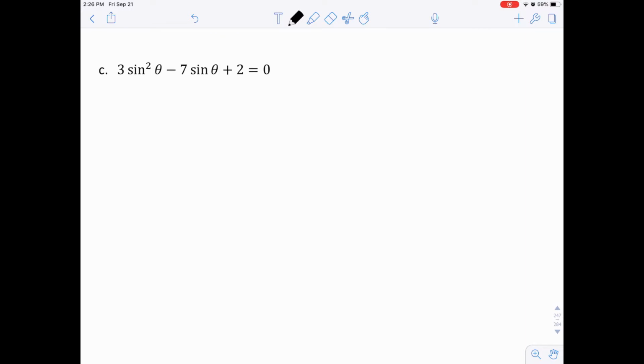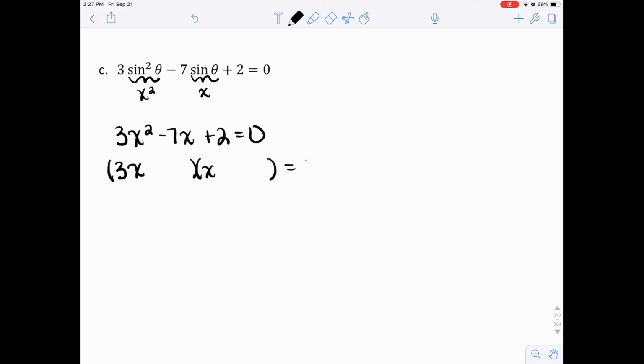Let's look at a trig equation that's quadratic in form. It's quadratic in form because we have a sine of theta and we have a sine squared of theta. And this is equivalent to having an x and an x squared. For this problem, I'm going to go ahead and make a substitution. Let x equal sine of theta, and then I'll rewrite the equation as 3x squared minus 7x plus 2 equals 0. When you do this kind of substitution, you can solve the equation in the x's and then not even worry about the sines or the trig function at first. So one way to solve this quadratic equation is to factor.